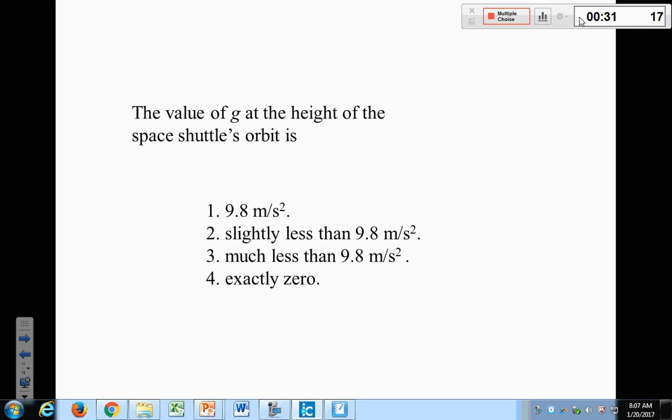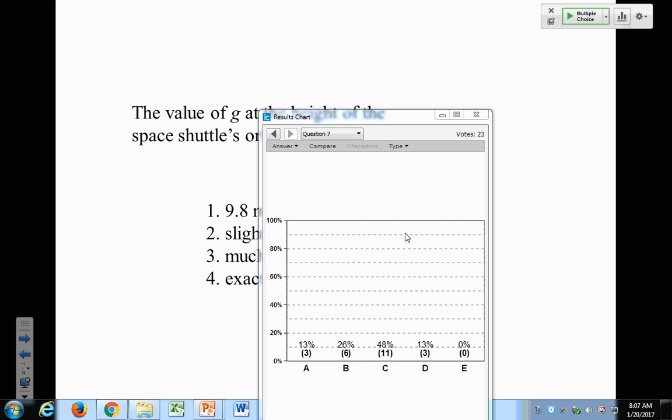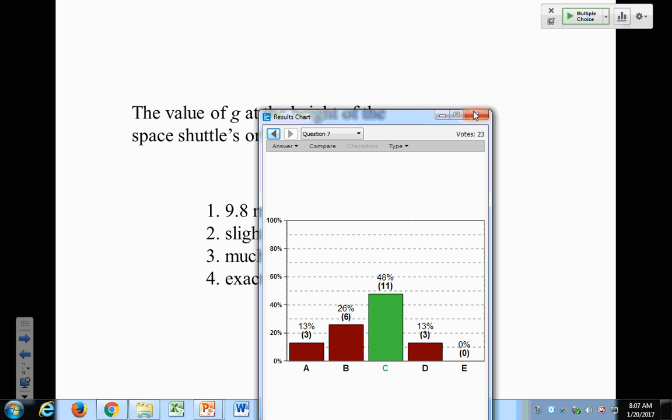The value of g at the height of the space shuttle's orbit. We'll stop at 43. Okay, good. C is right.